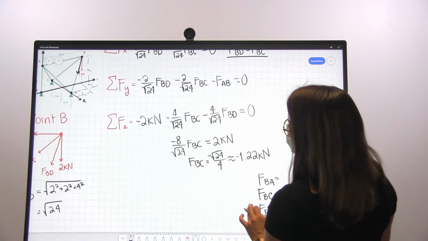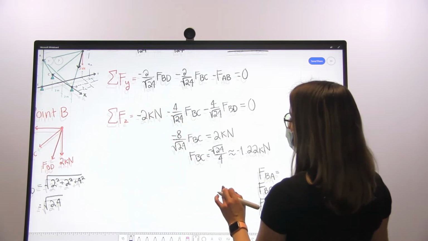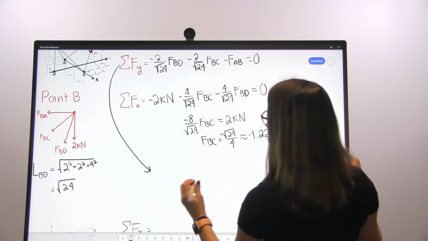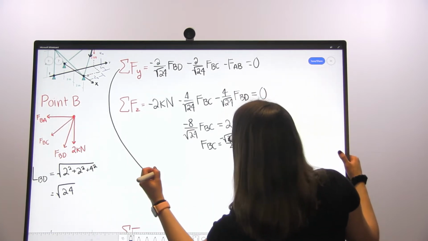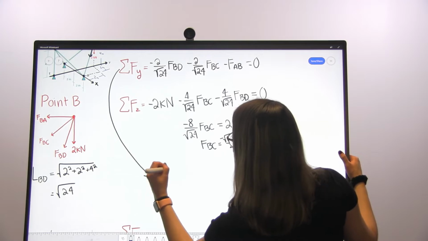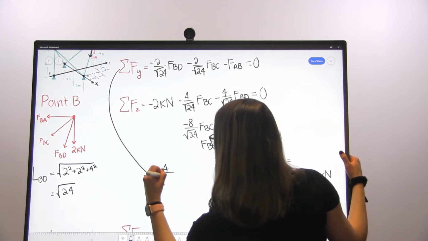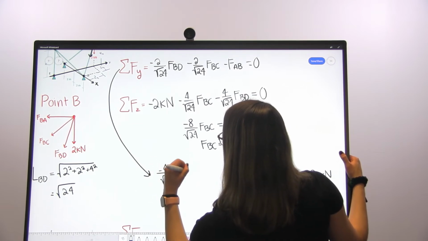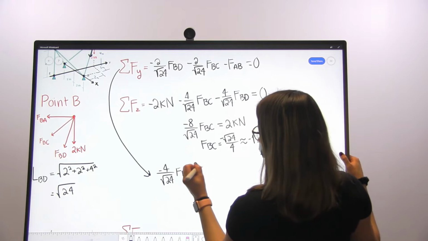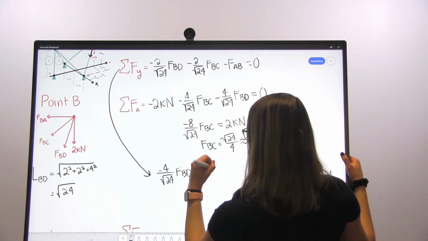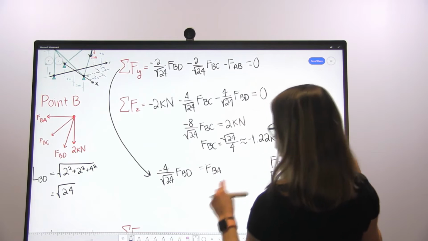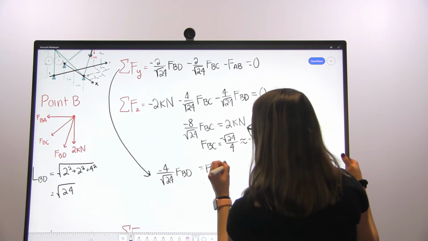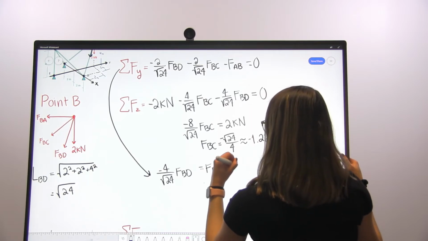Now solving for FBA, we can go back to the sum of the forces in the y direction, and we can simplify this equation. We can say that this is equal to minus 4 over square root of 24 FBD, and that's equal to FBA. Plugging in our negative 1.22, we have that FBA is equal to 1 kilonewton.